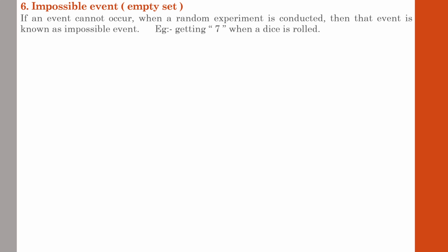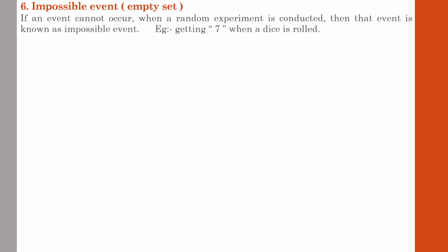So an impossible event, otherwise known as empty set, is an event that doesn't happen in a particular random experiment. Another example is getting a white ball from a bag containing all black balls. It is surely an impossible event, because we won't get a white ball from a bag containing black balls. So an impossible event is otherwise known as empty set, as it contains no sample point of a random experiment.